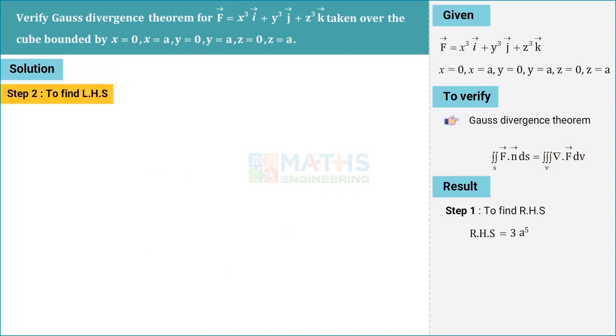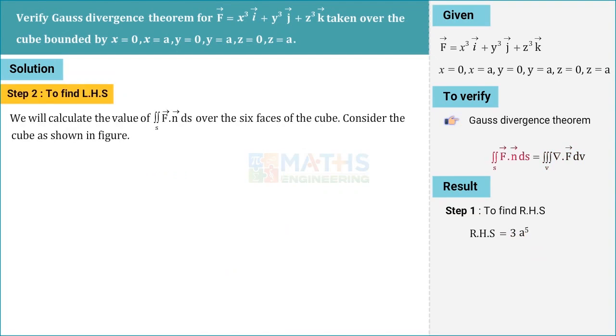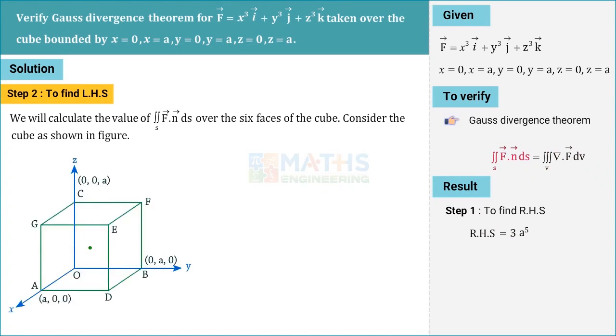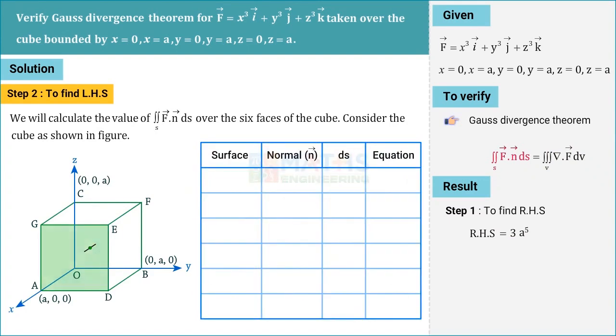Let us find the left hand side now. For this we calculate integral over S F vector dot n vector dS over all 6 faces of the cube. Consider the cube as shown in the figure. The first surface S1 is GEDA. Here what is the normal to this surface? The outward normal is along the positive direction of x-axis. So that n vector is equal to i vector. What is dS here? On this surface we have x is equal to a, so that our dx becomes 0. We have y and z coordinate alone, so that our dS is dy dz.